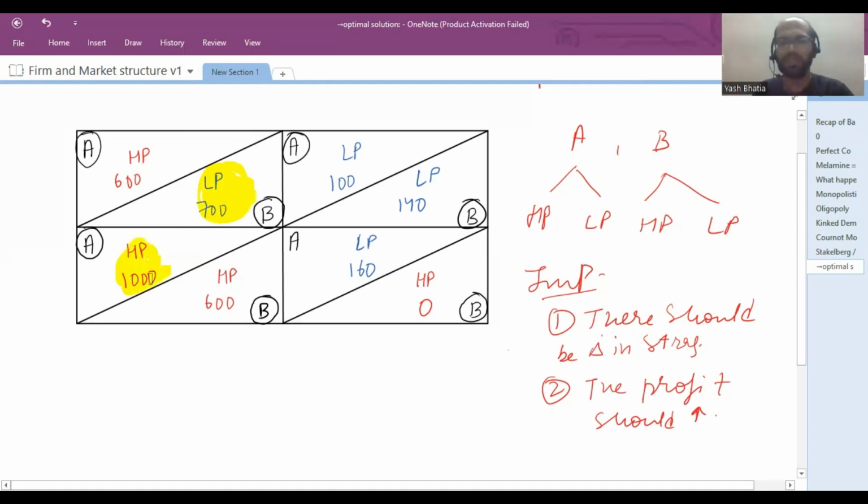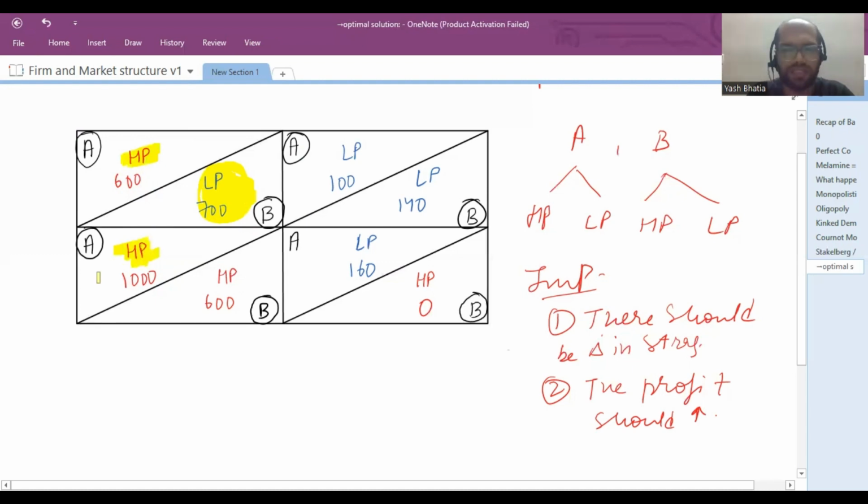So now what happens, since we have made a quadrant, if B is following strategy low price and earning 700, then A, if it's following high price, will have to earn 600 only. It cannot happen that A would operate in this quadrant, because the players are interdependent. So A is not changing strategy. His strategy will remain the same.